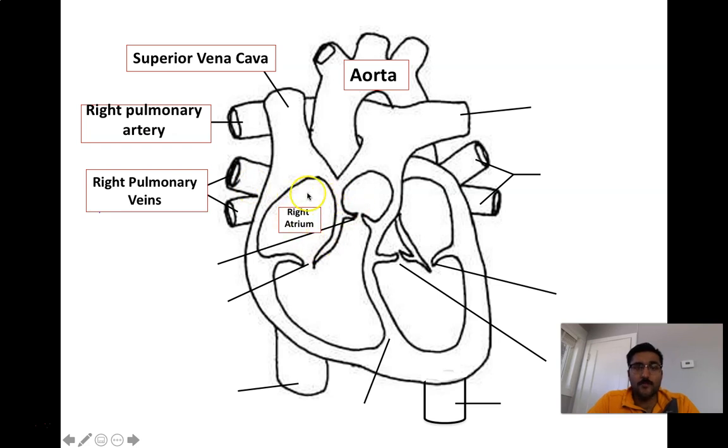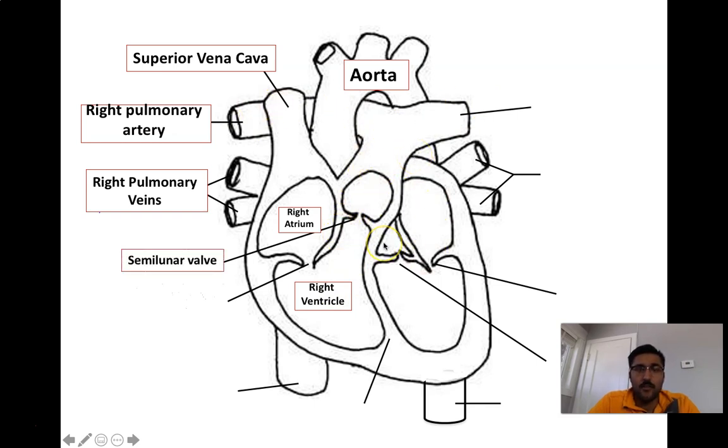The right atrium is the topmost right-hand side chamber. The right ventricle is the bottom right-hand side chamber. It receives blood from the right atrium, and when it squeezes, it's going to pump blood to the pulmonary circulation. It's going to pump blood to the lungs.